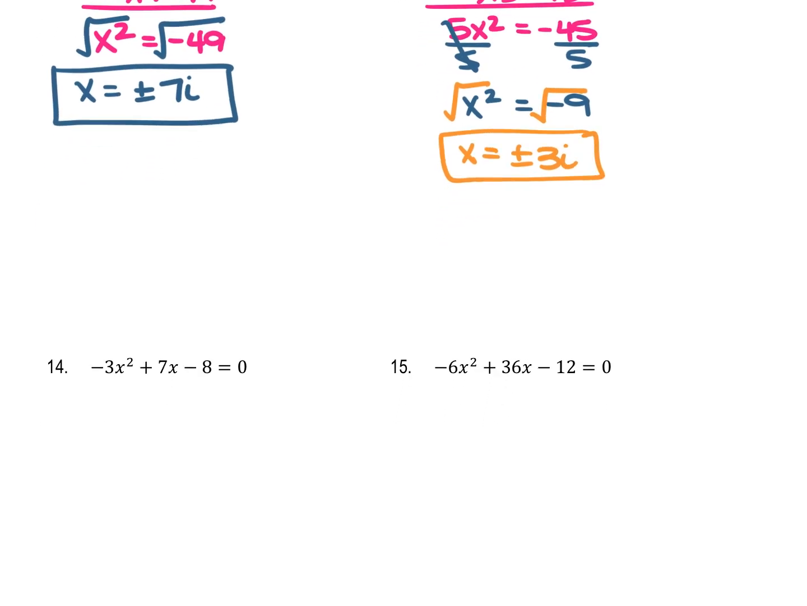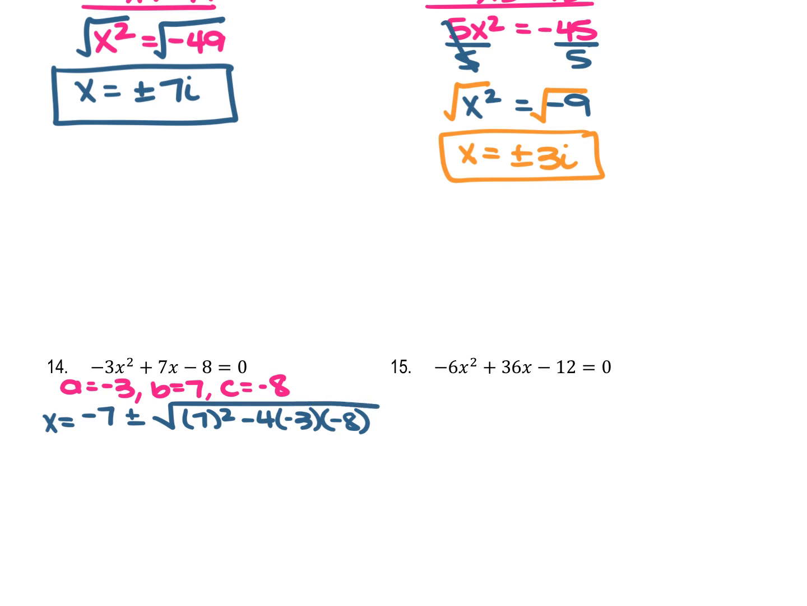For number 14, we're going to work with negative 3x squared plus 7x minus 8 is equal to 0. You don't have to move anything over for this one, and you still can't factor it. So we're going to identify a to be negative 3, b is 7, and c is negative 8. So using our quadratic formula, we're going to have x is equal to the opposite of 7, which is negative 7, plus or minus the square root of 7 squared, minus 4 times negative 3 times negative 8, all over 2 times negative 3.